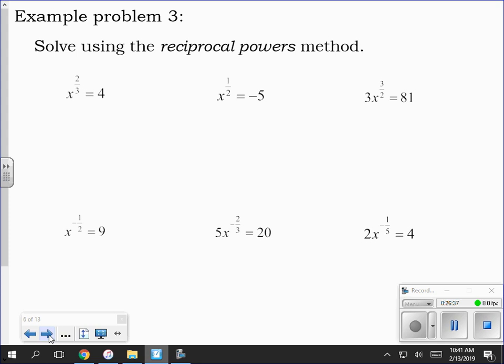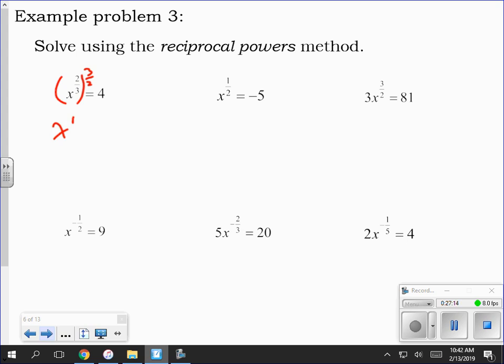The reciprocal power method means that I need to use reciprocal powers. My goal is to get x to the first power. To get x to the first power, I need to take this and raise it to its reciprocal power. So x to the 2/3, I need to raise that to the 3/2 power. 3/2 is the reciprocal of 2/3. When you multiply a number times its reciprocal, you get 1. So this will give me on this side x to the first, which is x.